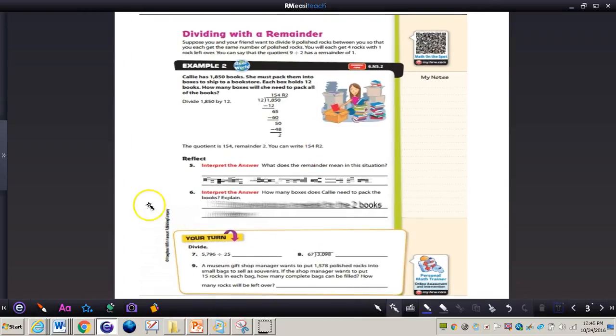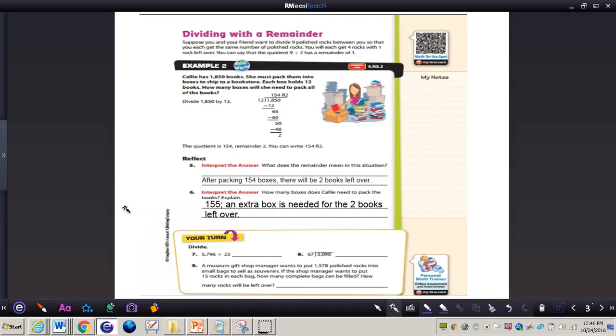Now, let's take a look at this, interpreting the answer. What does a remainder mean in this situation? I want you to write this down. So we can see, after packing 154 boxes, there will be 2 books left over. Now, there's not anywhere in this question that says the remaining books will not be shipped or anything like that. So it says how many boxes does Kaylee need to pack the books?